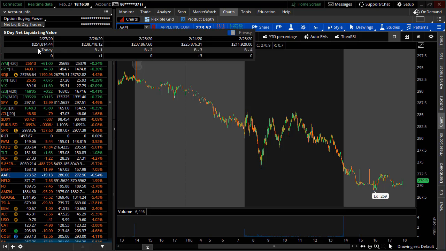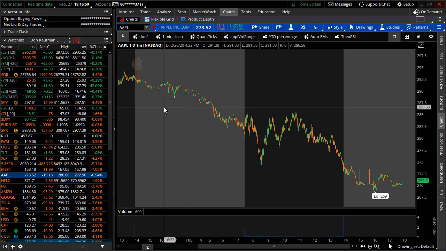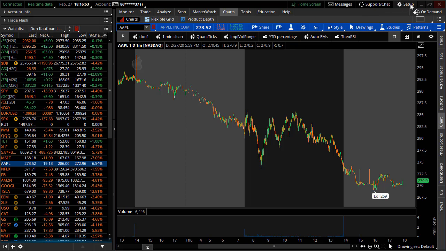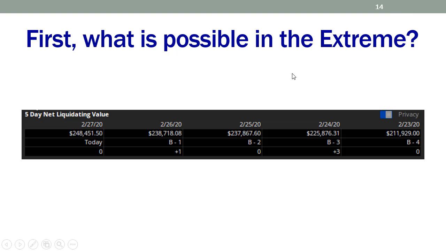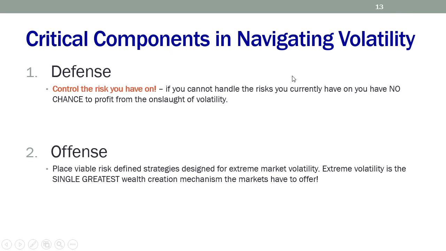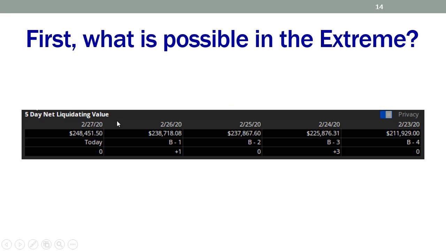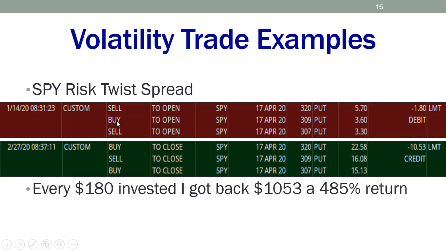I actually cracked 252. Again, that's my 5-day net liquidating value. Effectively, we're up precisely $40,000, and I hedged off on that one. I wanted to show people that's what's possible in the extreme. But I want to remind you, you can't get to the offense without a good defense. You can't do it.